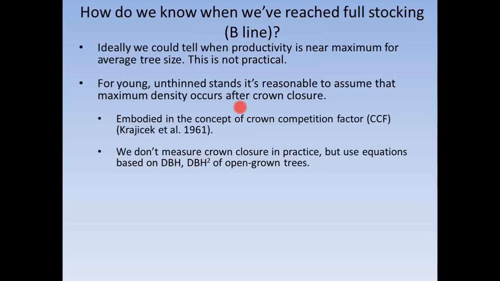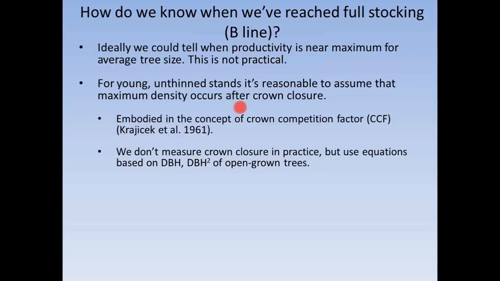So this is embodied in the concept of crown competition factor. This was another measure of density that I'm not going to talk anymore about. You may have heard of it, CCF. Sometimes we use it in forest growth model predictions. So basically, once you hit a CCF of 100, if you think of it as a percentage, we have full site occupancy.